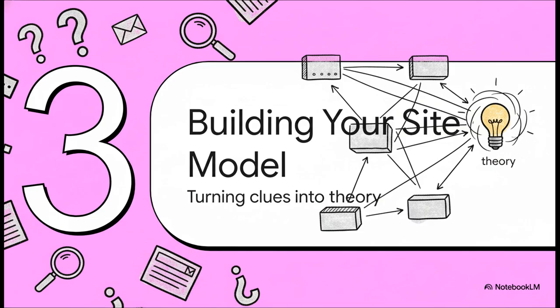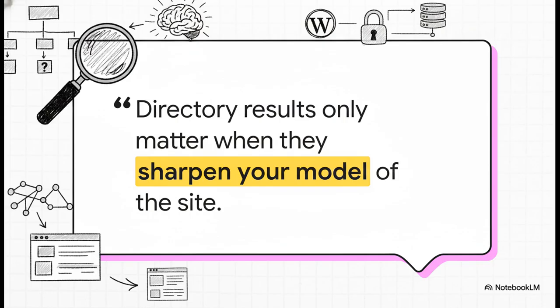Now it's time to start putting them together. This brings us to section 3, building your site model. This is where we turn individual clues into a working theory about our target. And this is just so critical.